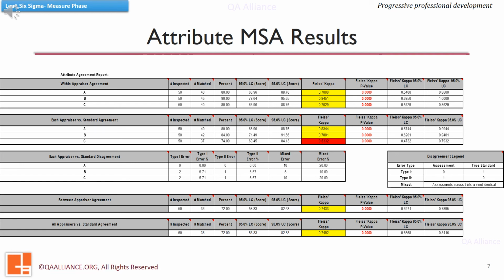In such situations we have to look for unclear or confusing operational definitions, inadequate training, operator distractions or poor lighting. To improve the measurement system we can consider the use of pictures to clearly define a defect. Attribute MSA should be used to track the effectiveness of improvements to the measurement system.